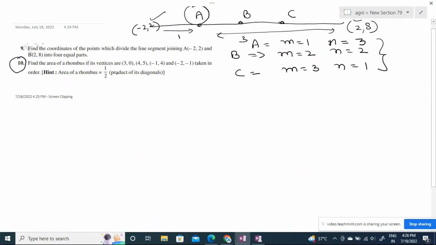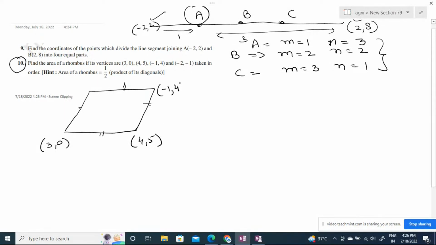Now question number 10. We have to find the area of the rhombus. Now this is the rhombus having 4 points, and all the sides are equal to each other. And these are the vertices: 3, 0; 4, 5; -1, 4; -2, -1. Now we have to find the area of the rhombus. That is half the product of the diagonals. These are the two diagonals. So how will we find the diagonals?